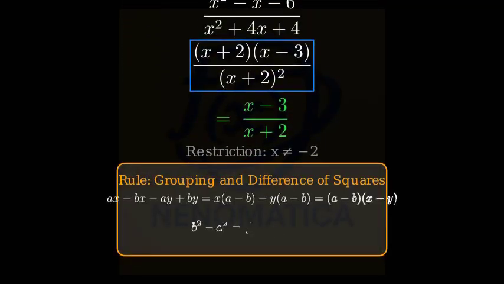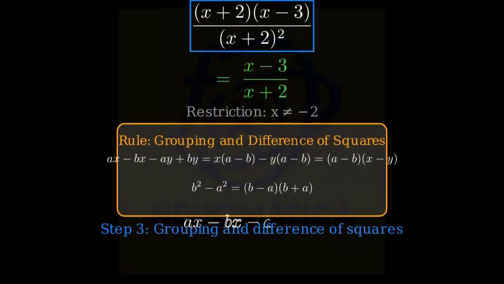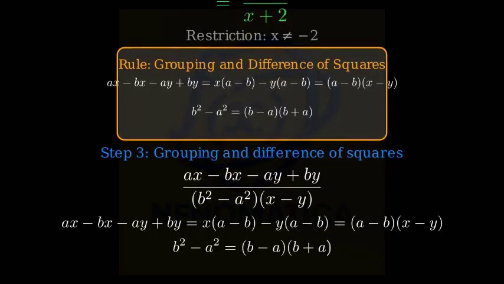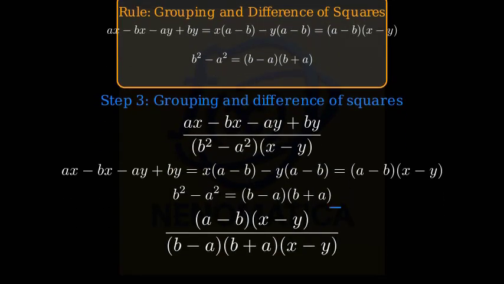Another pair of rules that often work together. Factor by grouping and factor a difference of squares. Problem 3. Group the numerator. ax minus bx minus y plus by becomes x times (a minus b) minus y times (a minus b), which factors to (a minus b) times (x minus y). The denominator has b squared minus a squared, which is (b minus a) times (b plus a), and then times (x minus y). So we have (a minus b) times (x minus y) over (b minus a) times (b plus a) times (x minus y). Cancel x minus y, as long as x is not equal to y.